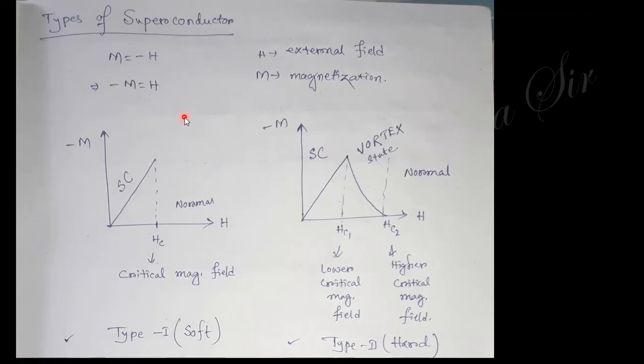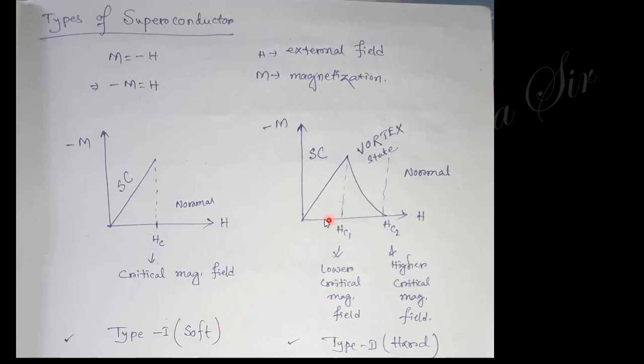The next important thing is the types of superconductor. That means when a material or metal has M equals minus chi H, this is the superconductor. Above the critical value, this becomes a normal conductor, right? So if you increase the external magnetic field, the superconductor becomes a normal metal. This is known as the critical magnetic field. Okay, if the graph representation is like that, this is called a type 1 or soft superconductor.